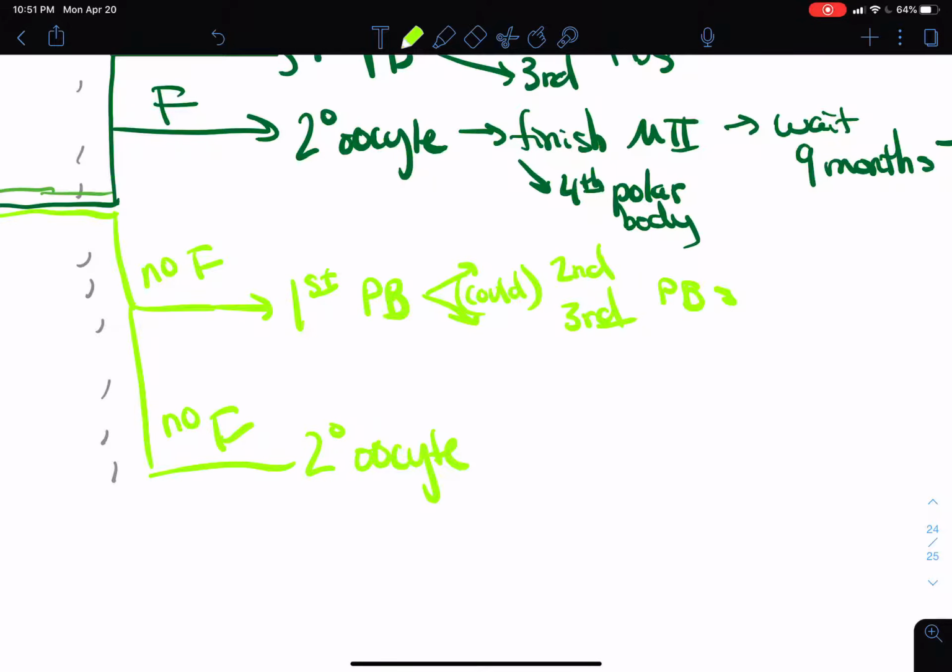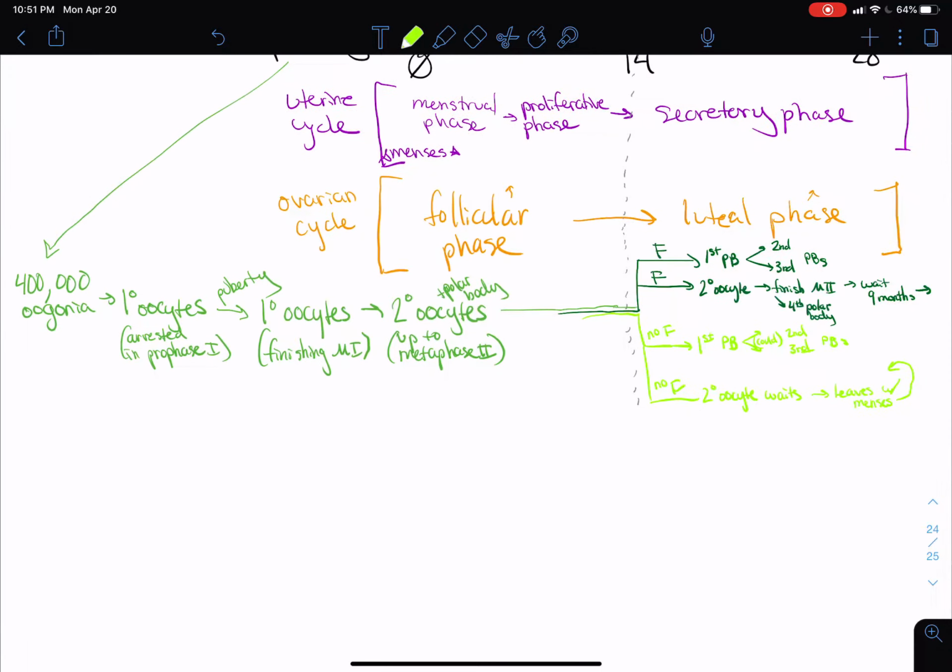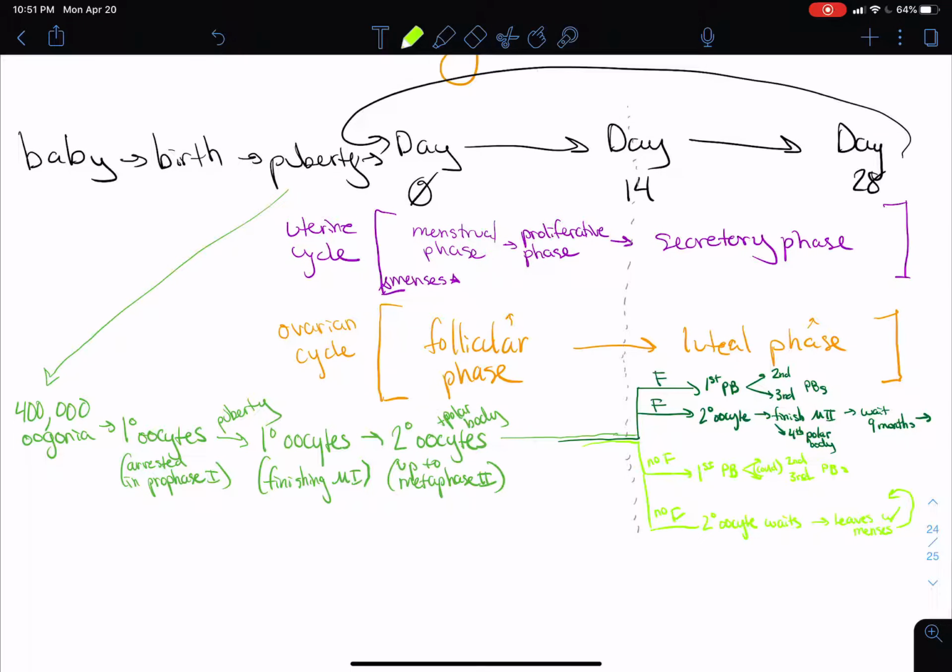Now the secondary oocyte. No fertilization, so it just waits, and then it finally leaves with menses at the beginning of the next phase, at the beginning of day 0. All right, so I tried drawing this in a time-sensitive orientation. Day 14 we have ovulation, and only then can we have fertilization or no fertilization occur. And we ovulate a secondary oocyte.